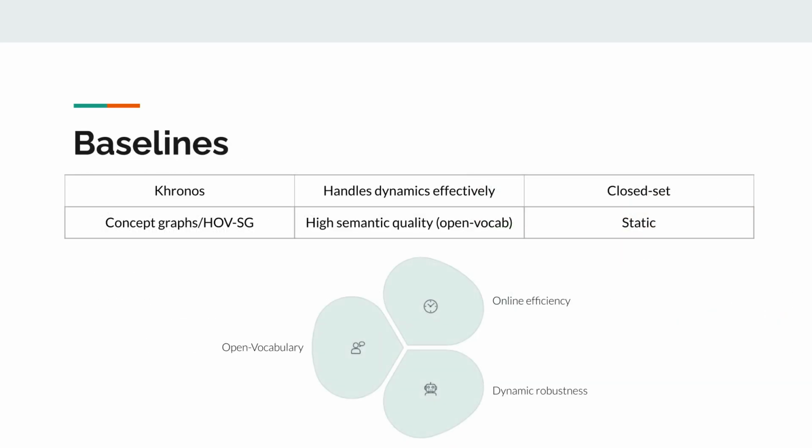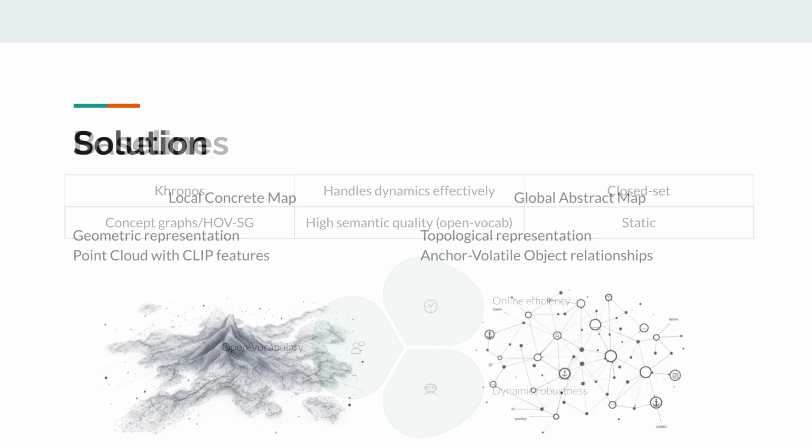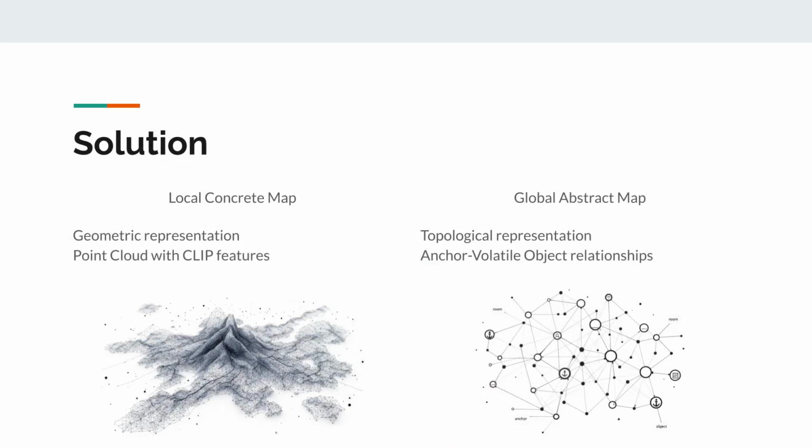This paper compares its results with Chronos, which excels at handling dynamic objects but uses closed set detection. On the other hand, there are ConceptGraphs and HOVSG, which are both open vocabulary but struggle with dynamically changing objects. So DualMap is open vocab and robust to dynamically changing objects while being light enough to do all of this in real time. Okay, let's take a look at how they do it.